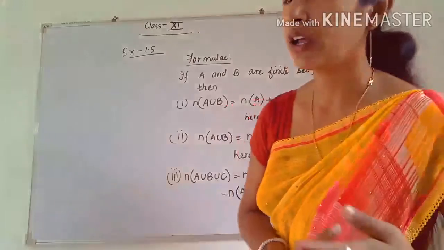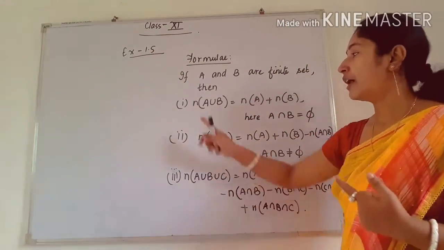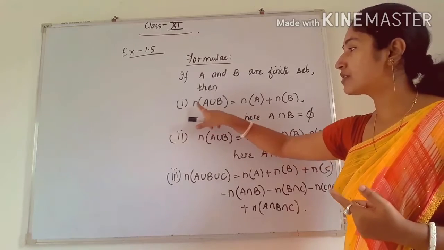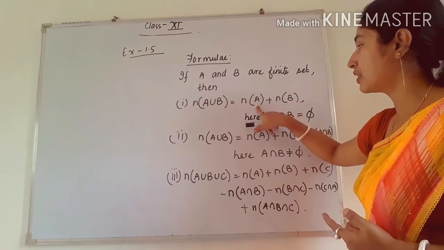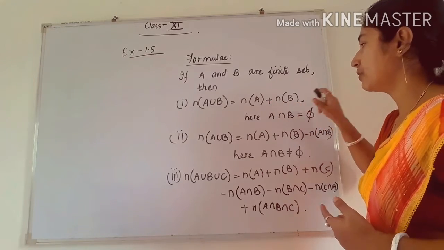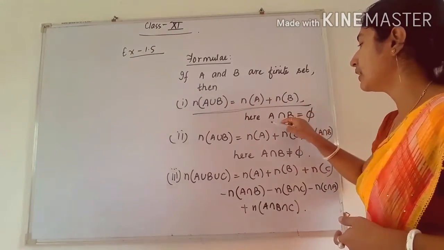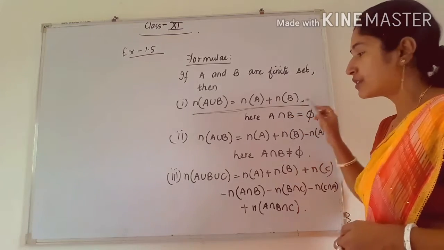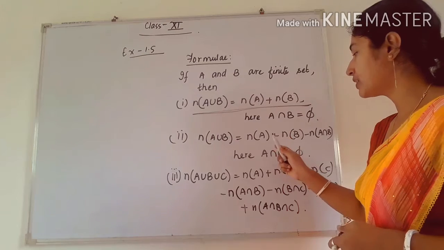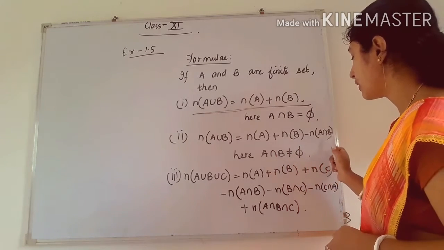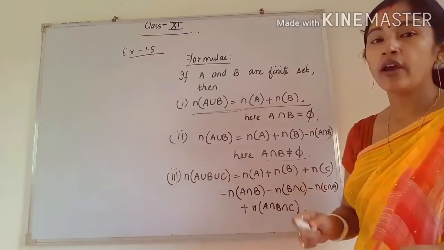The first formula is, if A and B are finite sets, then we can write n(A ∪ B). The meaning of this is the number of elements present in A ∪ B is equal to the number of elements present in A plus the number of elements present in B. This is the first formula, and it is applicable when A ∩ B is equal to empty. Similarly, number 2 is n(A ∪ B) = n(A) + n(B) − n(A ∩ B). This is applicable when A ∩ B is not equal to empty.